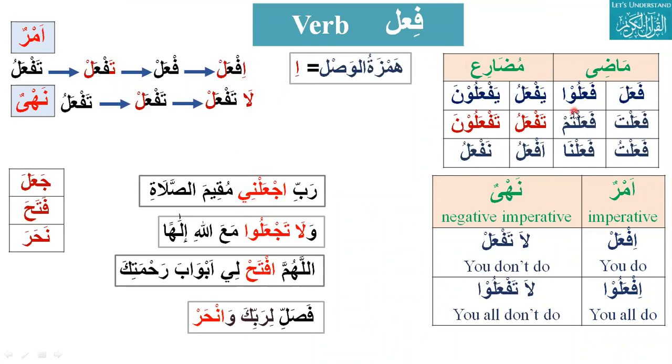The order will be the same. Fa'ala, fa'alu, fa'alta, fa'altum, fa'altu, fa'alna. Yaf'alu, yaf'aluna. Taf'alu, taf'aluna. Af'alu, naf'alu. If'al, la taf'al. If'alu, la taf'alu. And then fa'il, we did fa'ilun, fa'ilin. Maf'ul, maf'ulun, maf'ulin. So madi, mudare, amr, nahi, and then ism fa'il, ism maf'ul, and then ism masdar.